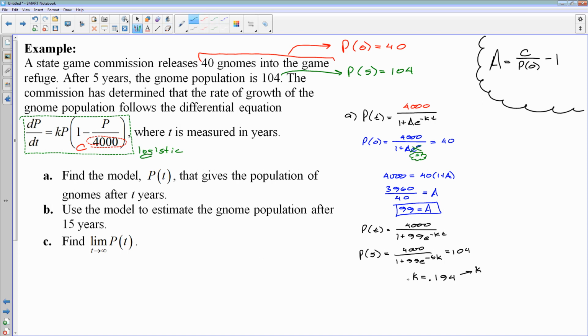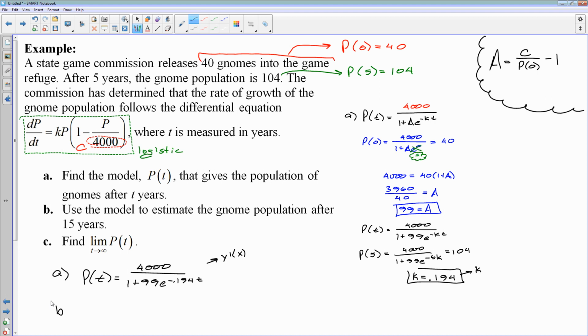Now that I have k and I solved for A, we roll that into the actual solution, and my final equation is P of T equals 4,000 over 1 plus 99 e to the negative 0.194 T. And since I have my calculator, I'm going to store that in my calculator for y1 of x. I'm going to do that right now, and then we'll use it to answer B and C. All right, so I have that now stored in my calculator.